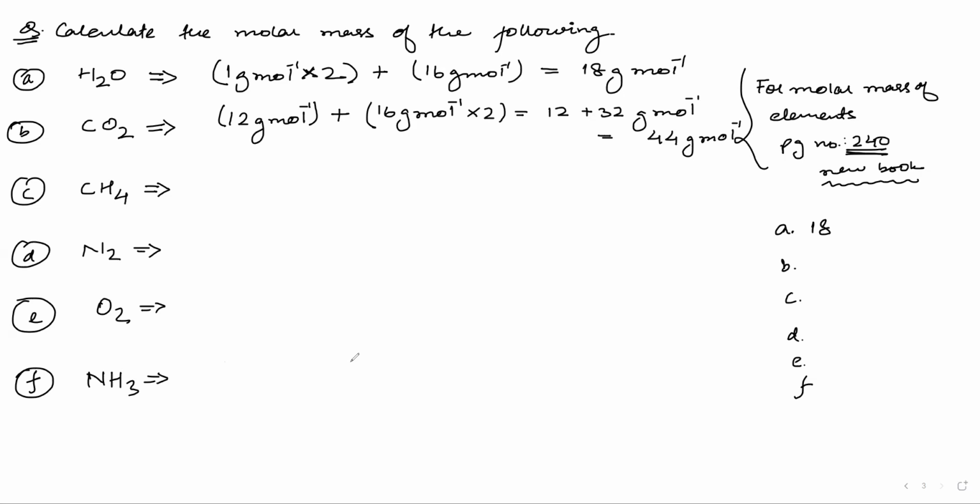C, Reva, it is correct. Nida, F is correct. Nida, D correct. E correct. Now let me see for Umar. A correct, B correct, C correct, D correct, E correct, F correct. For Abhinav, it is correct.